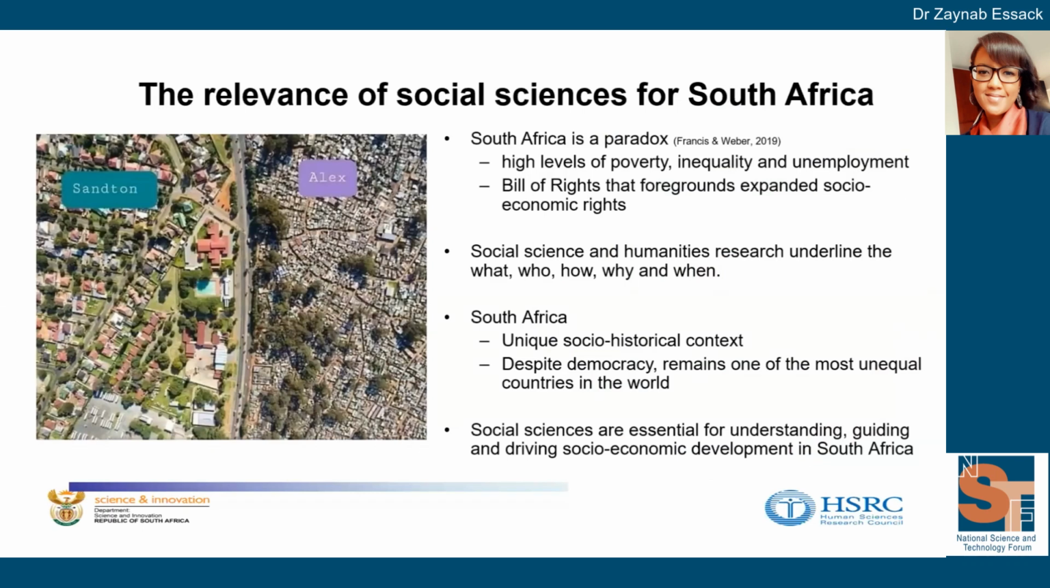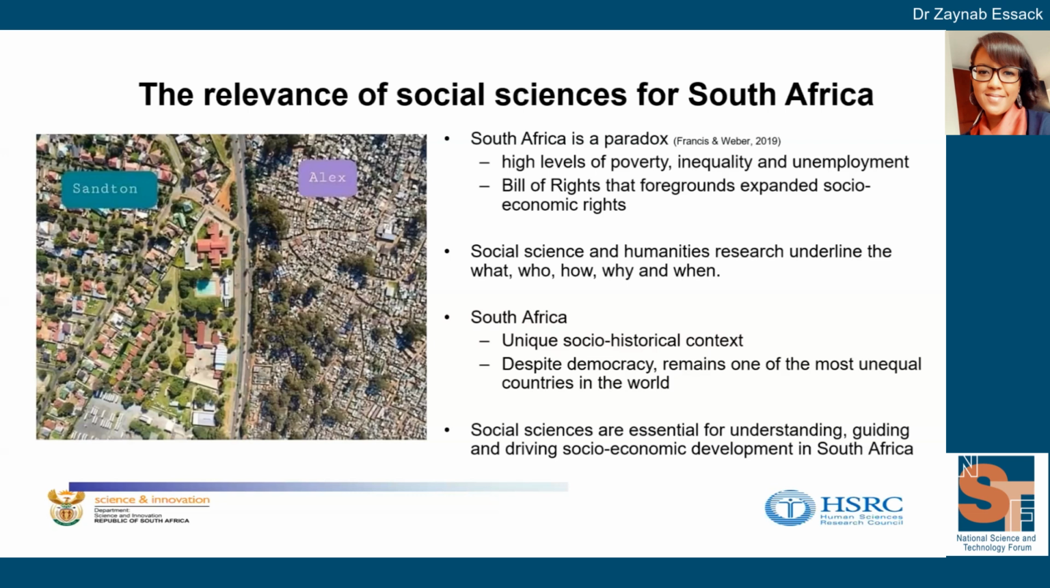So why is it relevant to South Africa? As South Africans, we are very familiar with a paradox of life. And I've put this picture of Alexandra Township and Sandton in Johannesburg to highlight that. We live in high levels of poverty and inequality and unemployment. And then on the other hand, we have this Bill of Rights that foregrounds an expanded access to socio-economic rights. So we are always trying to balance these with what we do.